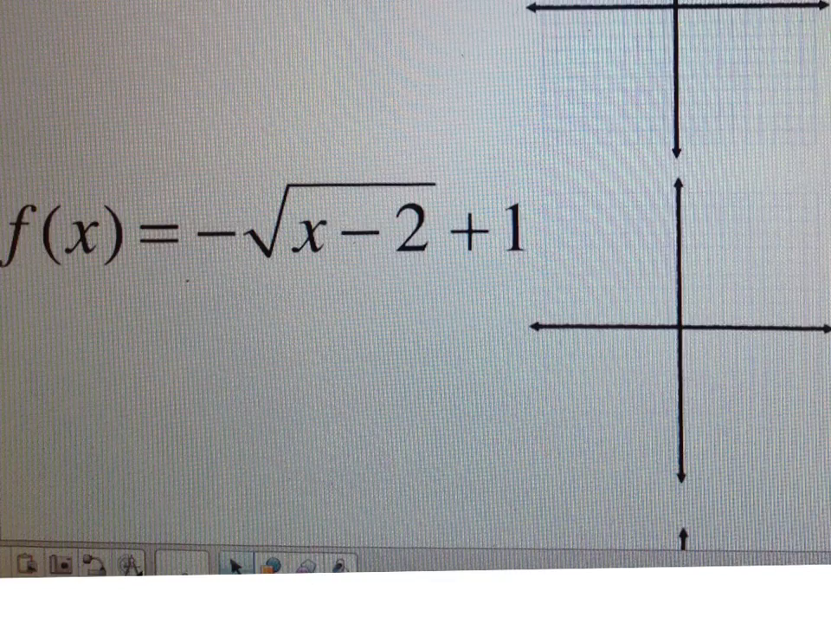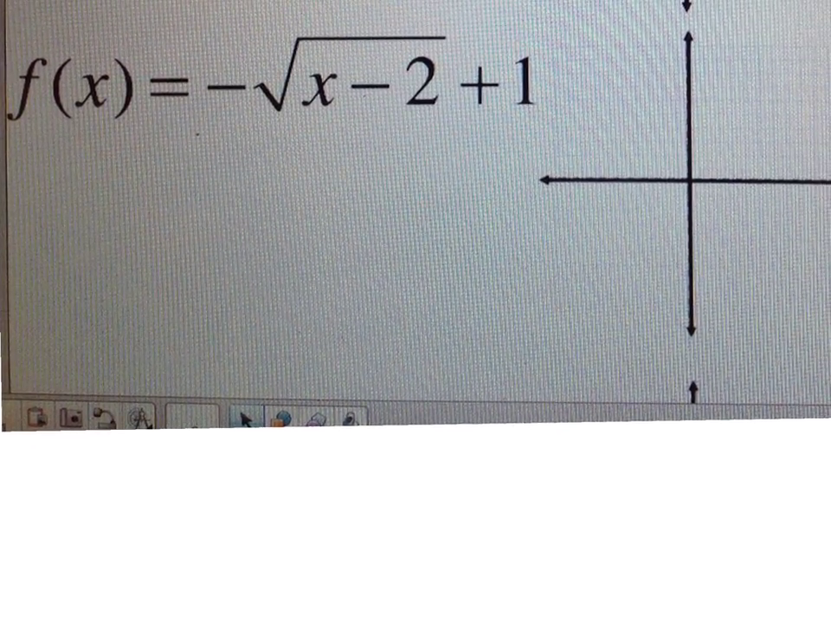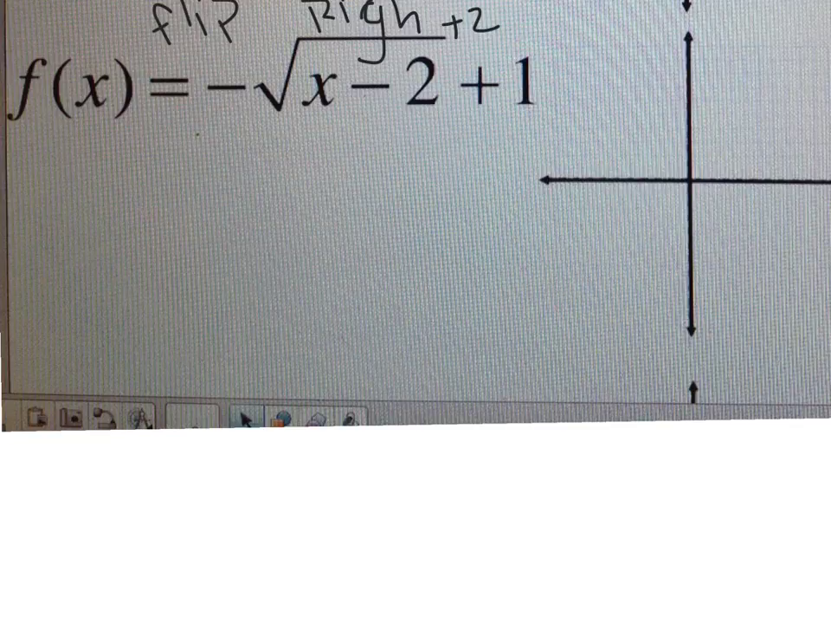Okay, this is the second example on that page. I just went ahead and moved it over some so that I would have enough room to write. This is negative square root of x minus 2 on the inside, plus 1. So we already said the transformations. The negative makes it flip. The minus 2 on the inside says go right 2. And the plus 1 on the outside says go up 1. So those are the 3 things that we've got to do to our graph.